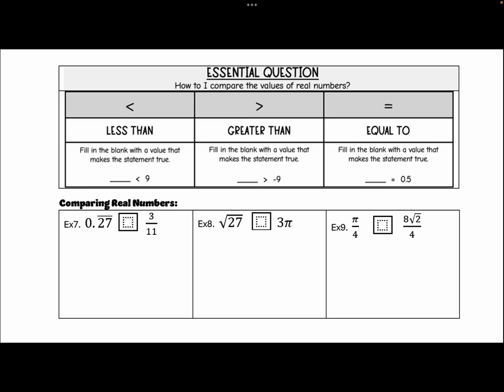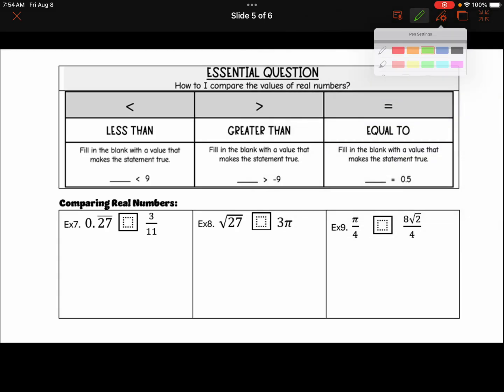Whenever it says to compare, they are wanting us to use either a less than symbol. An example of less than would be like 5 is less than 9. So that's when we would use that symbol. Greater than, well, 10 is greater than negative 9. So that's when we would use that symbol. And this would be an example of 1/2 is the same as 0.5, so we would use equal to.